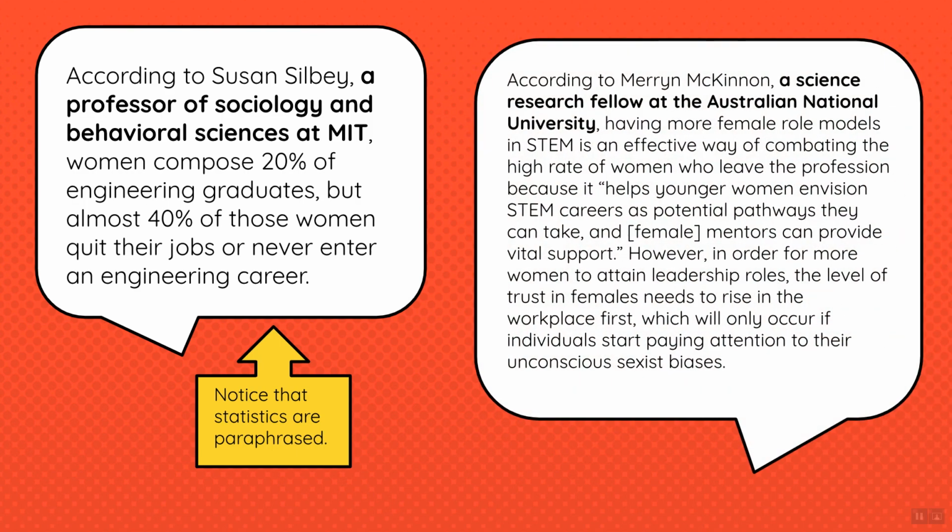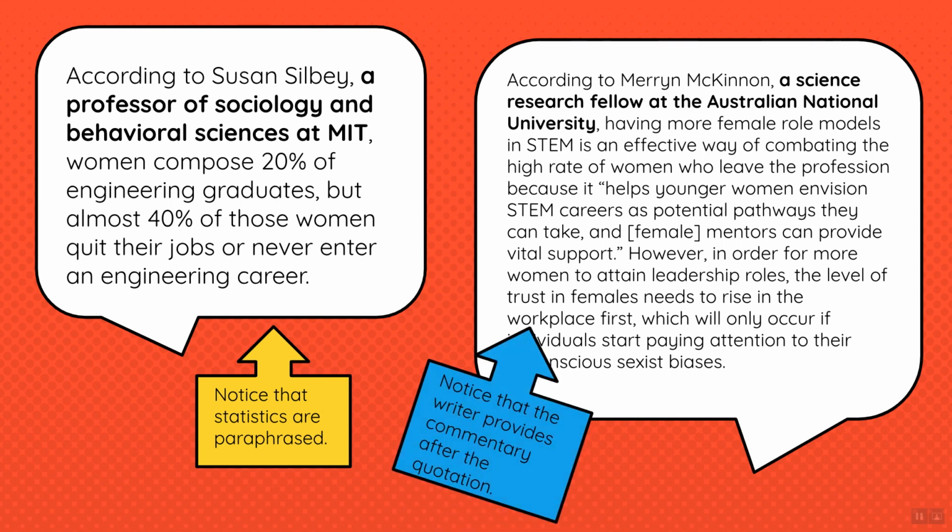Here's another example, this time of a direct quotation: according to Maren McKinnon, a science research fellow at the Australian National University. And then she gives a little bit of paraphrasing, having more female role models, and then she gets into the quotation and blends it smoothly into her sentence. Also notice that the writer provides commentary after the quotation that gives her own viewpoint about the quote. The same idea here as in the previous example applies regarding the parenthetical citation. Maren McKinnon is the author of this source. Her name will appear in the works cited page, therefore I don't actually have to include the parenthetical citation.